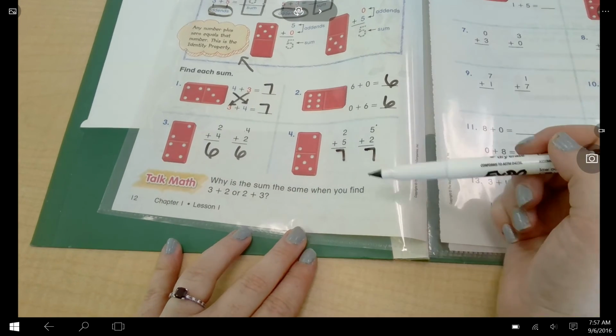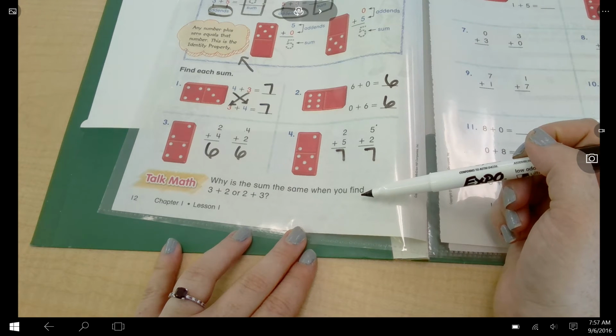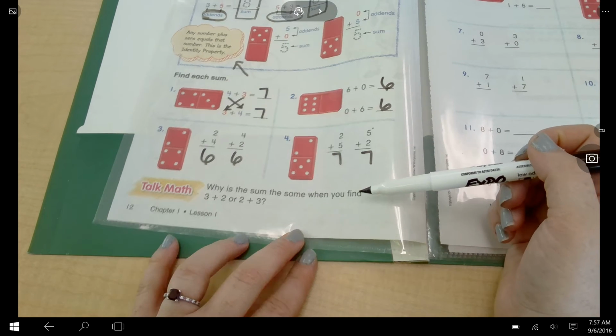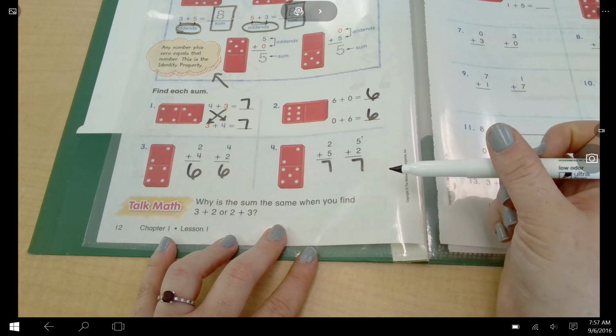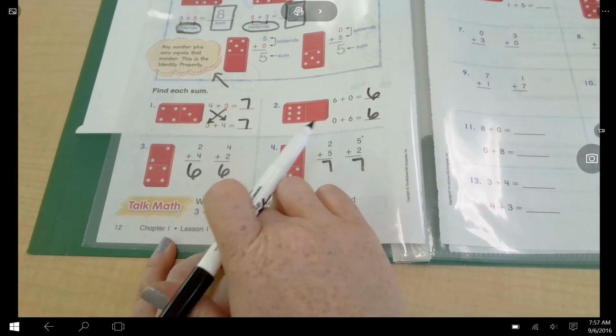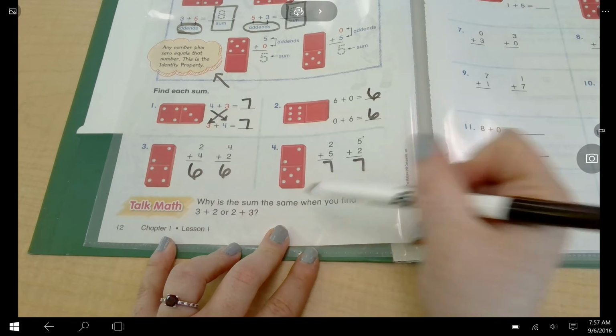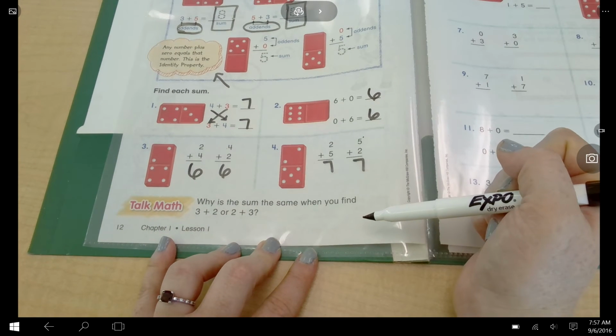Why is the sum the same when you find 3 plus 2 or 2 plus 3? Why is it the same? Think about it. When you come to teacher time, you're going to have this answer ready for discussion. Why is the sum the same when you find 3 plus 2 or 2 plus 3?